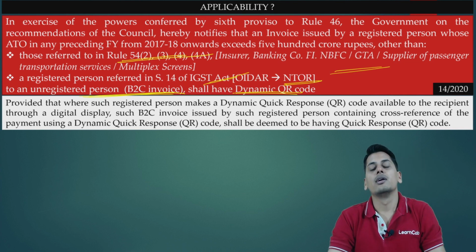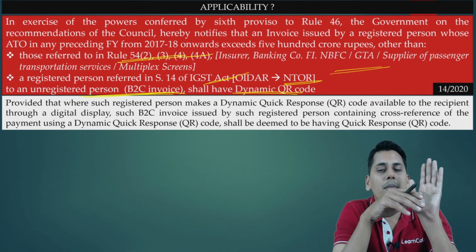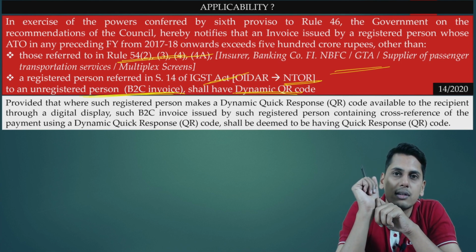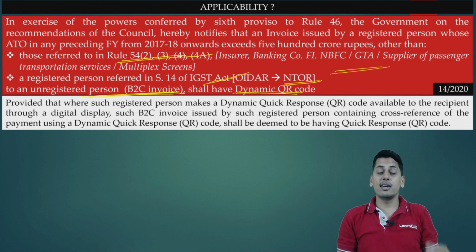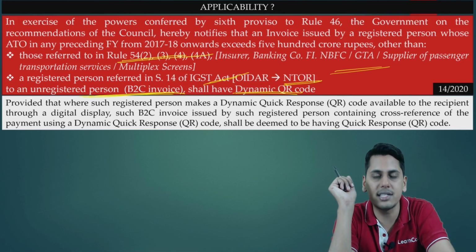Now friends, you might have noticed that it is not always that these dynamic QR codes are printed on the invoice. There could be a case where there is a dynamic QR code, but it is not available on the invoice. It is shown as a digital display.